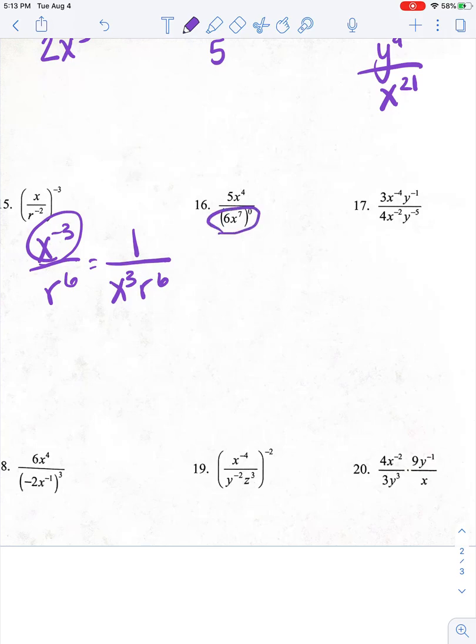All right, talked about this one. Anything to a 0 power is 1, so literally that whole denominator goes to a 1, and I'm left with 5x to the 4th. You can put it over 1 if it makes you feel better.